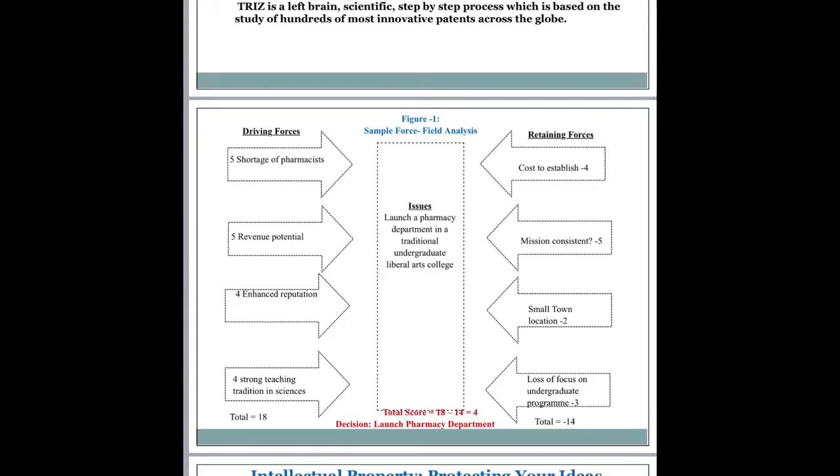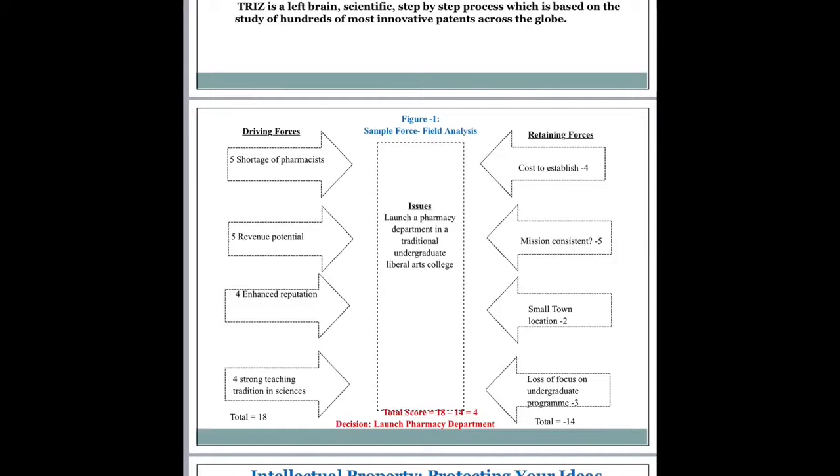The total in favor of the college is 18: 5 points for shortage of pharmacists, 5 points for revenue potential, 4 points for enhanced reputation, 4 points for teaching traditions in sciences. So 18 points in favor, that is the driving force.